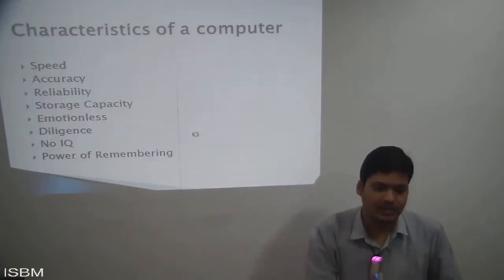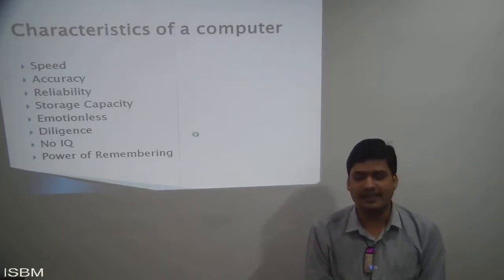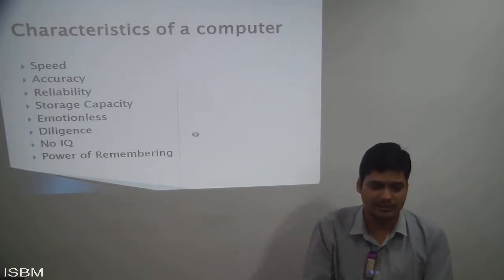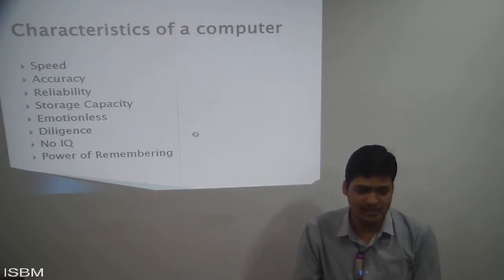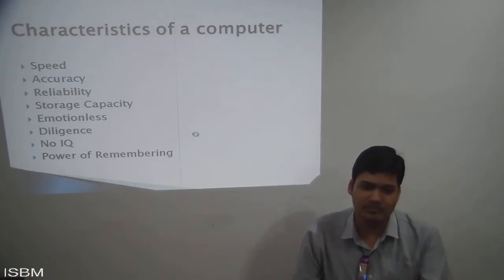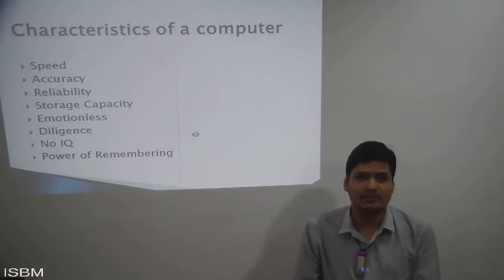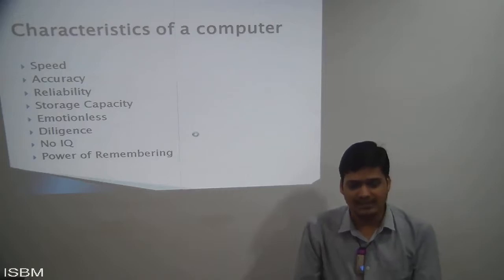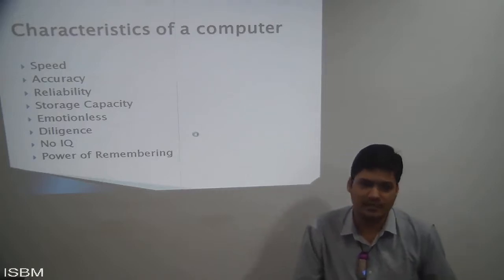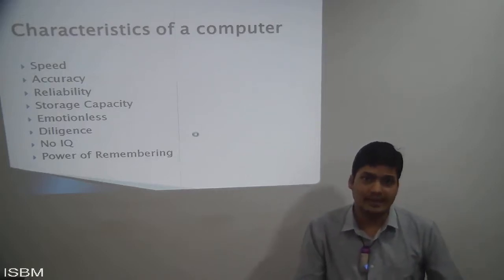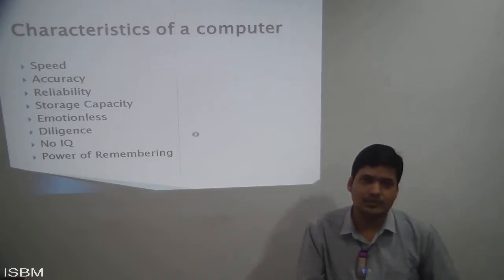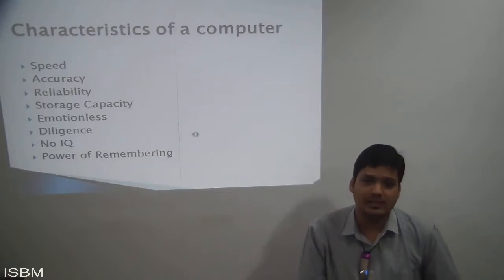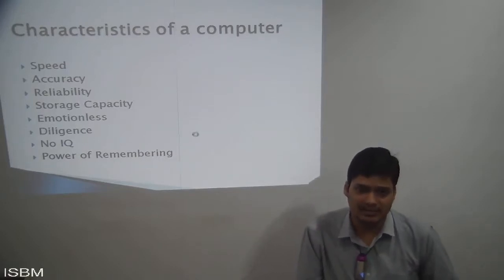Next, what are the characteristics of a computer? There are some characteristics which I have shown over here: speed, accuracy, reliability, storage capacity, emotionless, diligence, no IQ, and power of memory. There are some more characteristics of the computer which I told you about. These are characteristics just like a human being has. If I ask about a human being, they have some characteristics, and the same thing applies to the computer. The computer system also has some characteristics, with the help of which we are learning things.